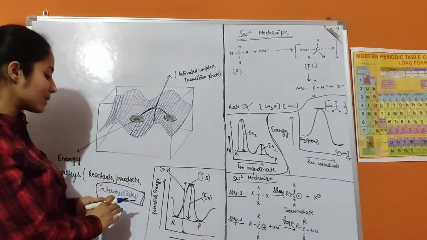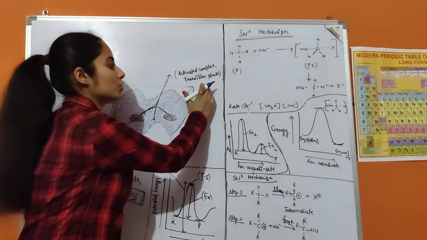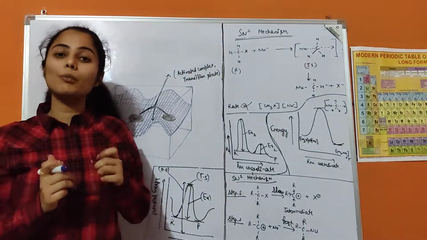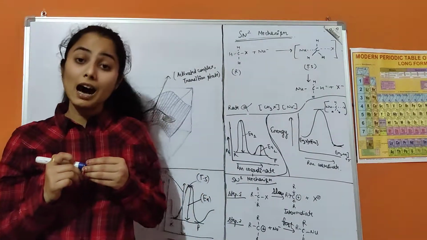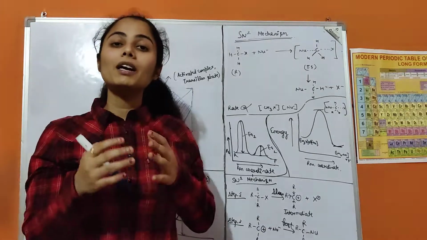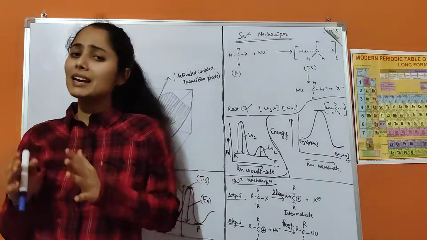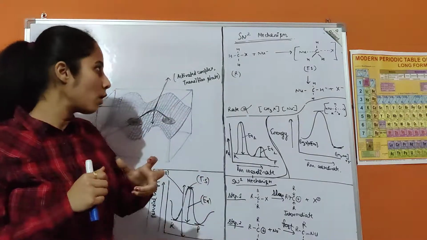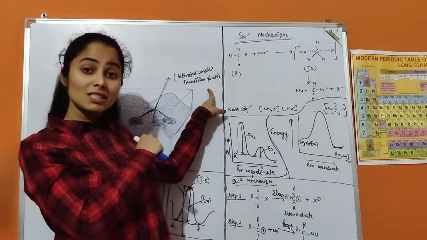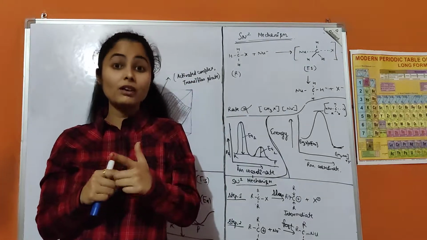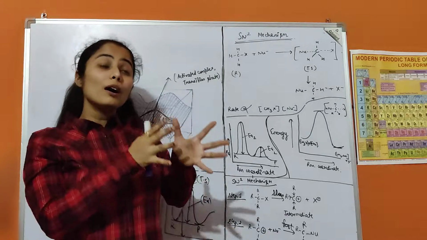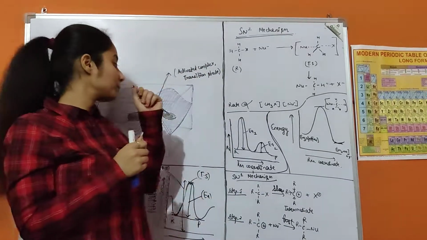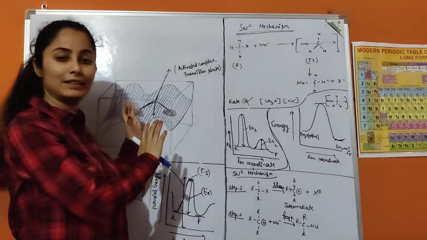Now let me explain intermediates and transition states by giving their definitions. An intermediate is a molecular structure that lasts longer than a typical bond vibration, that is 10 raised to the power minus 13 seconds to 10 raised to the power minus 14 seconds. But a transition state is a molecular structure which lasts for a time equal to a typical bond vibration. So here I have explained these terms.